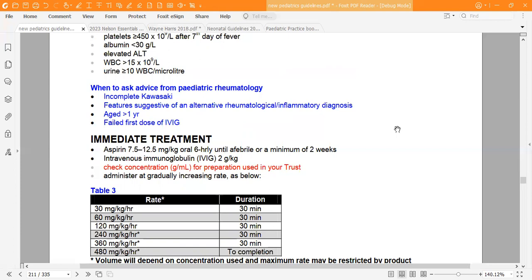rheumatology, asking for advice: incomplete Kawasaki, features suggesting that we have a rheumatology-based disease, it's not a simple Kawasaki. His age is more than 1 year. He got IVIG, but he is not responding. So it's crucial in this case to consult the pediatric rheumatology. Immediate treatment. Okay.